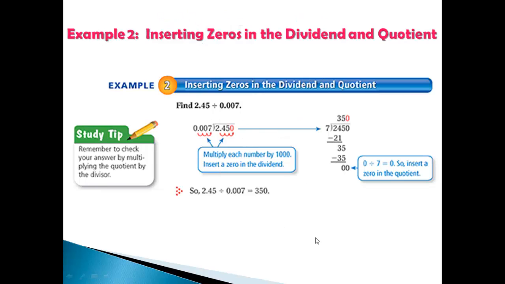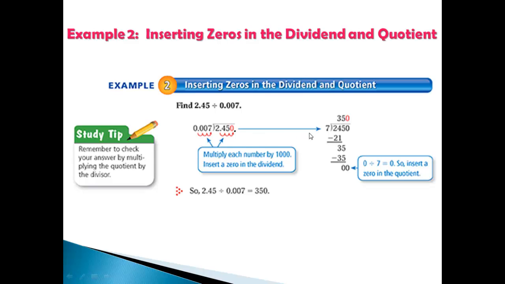Now for our second example, we're inserting zeros in the dividend and quotient. We're going to find 2 45 hundredths divided by 7 thousandths. The first thing we need to do is multiply 7 thousandths by 1000 because we need to move our decimal over 1, 2, 3 times to make that a whole number. Since we move it over 3 times for 7 thousandths, we also move it over 3 times for 2 45 hundredths. When we move it over 1, 2, 3, because our decimal will be right here, in the space we're going to add a 0.